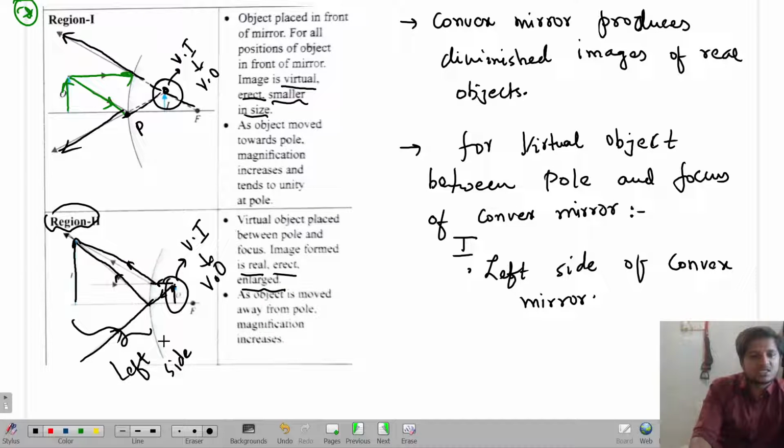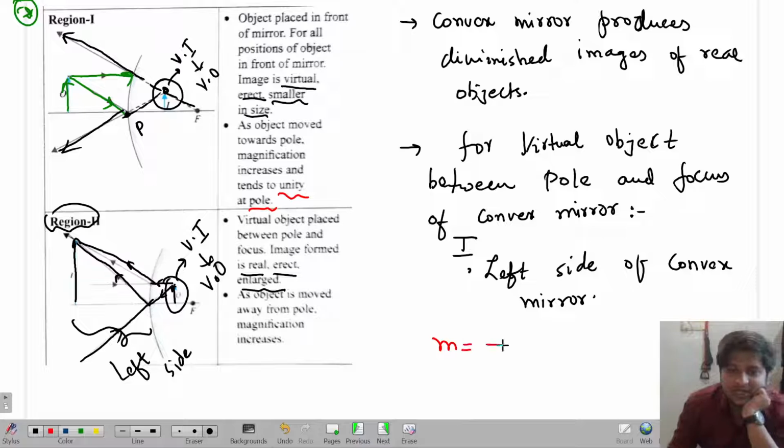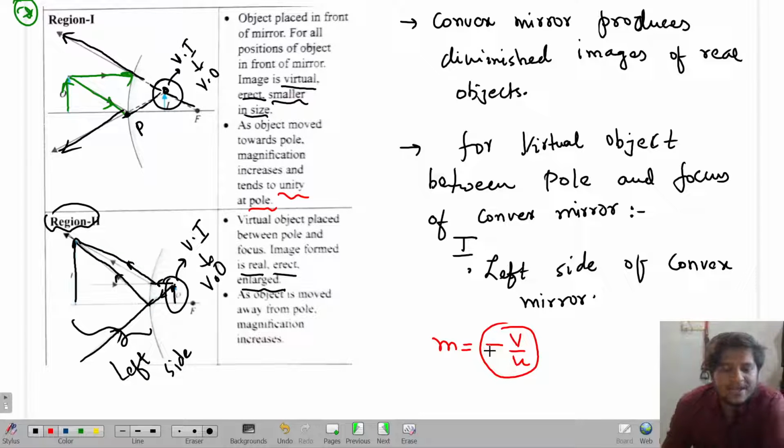Sir, they have given that as the object moves towards the pole, magnification increases and tends to unity at the pole. Sir, which means that when the object is kept at the pole, what happens? Like the image will also fall on the pole itself. Hmm, but actually, if I see why this magnification is unity over here, okay? Actually, magnification is minus of v by u, this is totally different. Here the magnification is in terms of height they are talking about. So if I write magnification is equal to minus of v by u, then this case will not be applicable. Whatever is written over here is not applicable. Sir, it means that the maximum size of the image would be the size of the object itself.